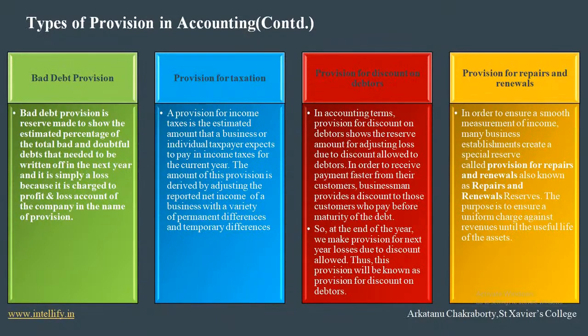The last provision, provision for repairs and renewals. In order to ensure a smooth measurement of income, many business establishments create a special reserve called provision for repairs and renewals, known as repairs and renewals reserves. The purpose is to ensure a uniform charge against revenues until the end of the useful life of the assets.